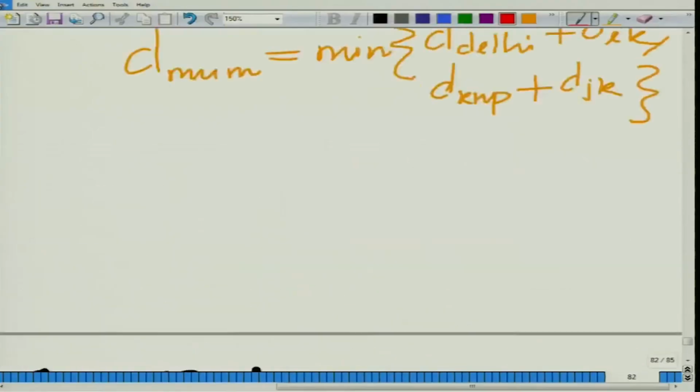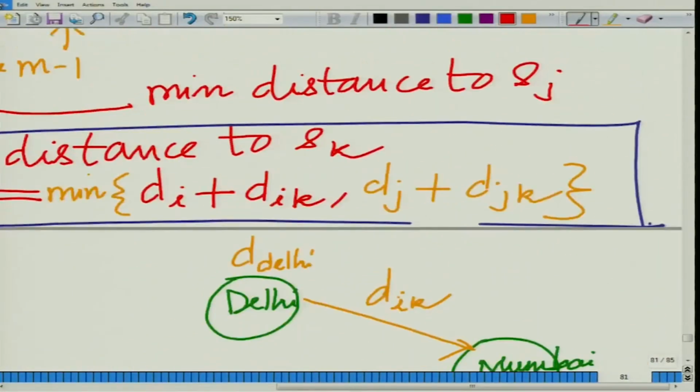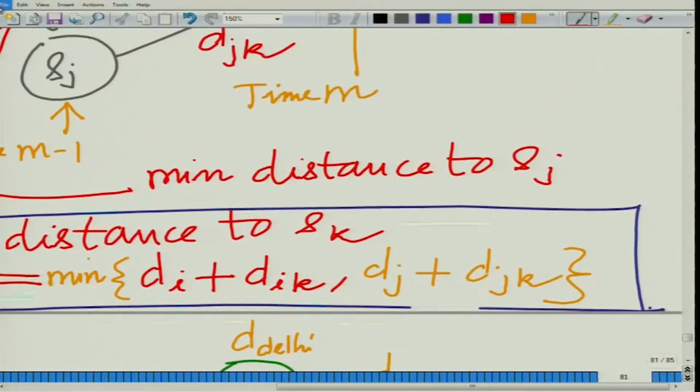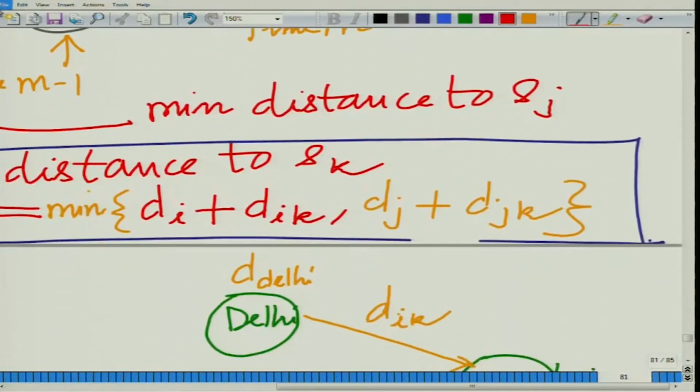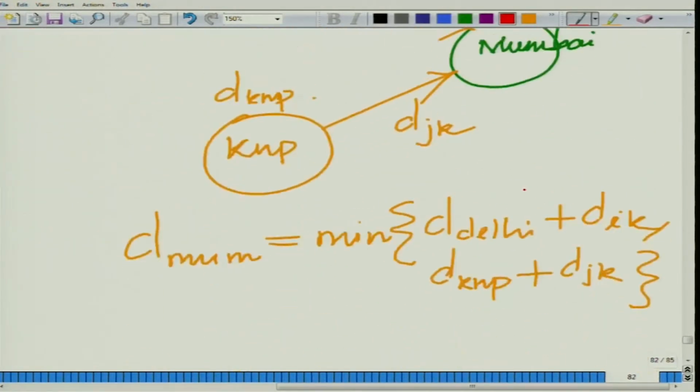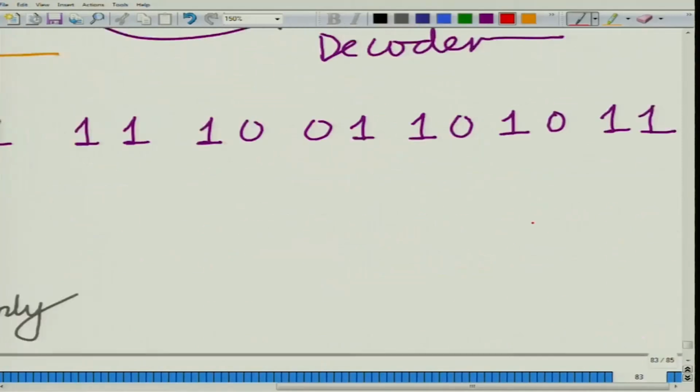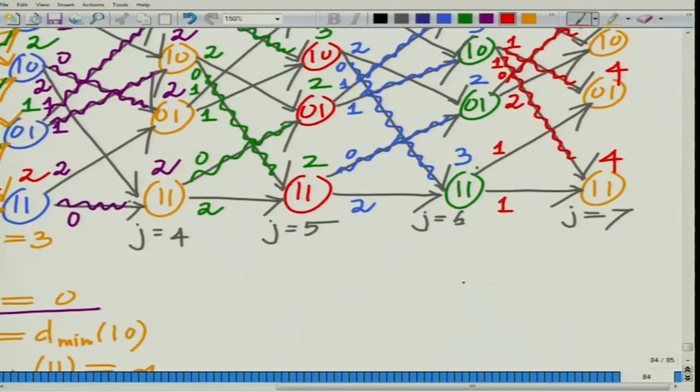Okay. For instance, let me just go back and look at what we have done. That is, the minimum distance to Sk from states i and j will be the minimum of di, the d min to state i plus the distance between state i and state k, comma dj, the minimum distance to state j plus djk, that is the branch metric between state j and state k. Okay. So that is basically what it is.